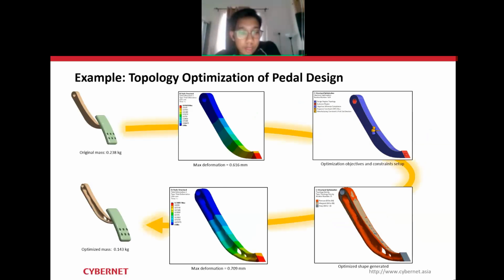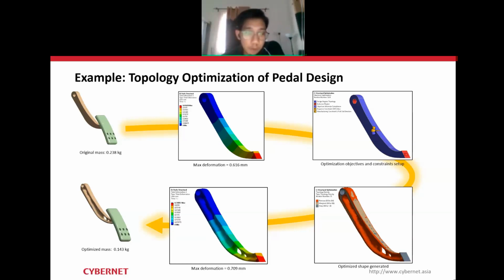Okay, so here is an example of topology optimization, which in this case is for a pedal design. We started off with an original design, which weighs about 240 grams. Afterwards, we can do a structural analysis to evaluate the original stiffness or deformation of our design. Then we can specify our design objective, which in this case is to maximize the stiffness. And we can also add a manufacturing constraint as a boundary condition as well, which essentially allows us to create a more feasible optimized shape.